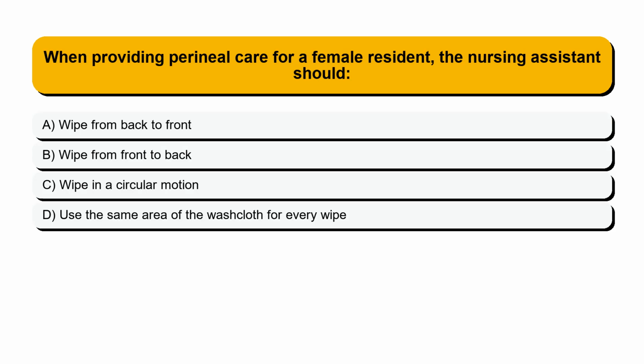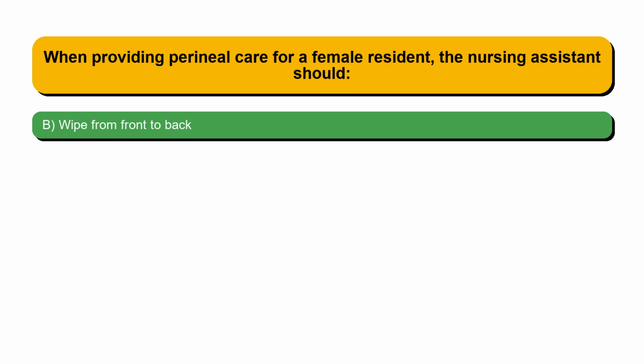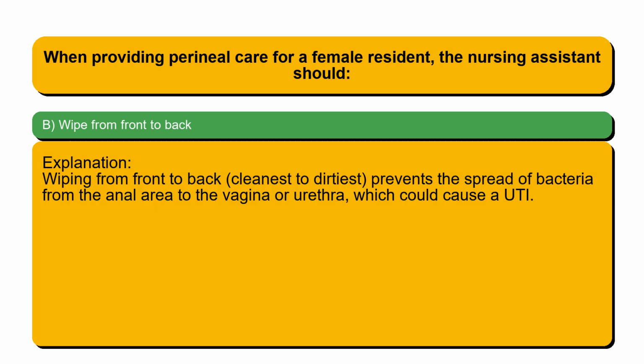Question 67. When providing perineal care for a female resident, the nursing assistant should: Option A. Wipe from back to front. Option B. Wipe from front to back. Option C. Wipe in a circular motion. Option D. Use the same area of the washcloth for every wipe. The correct answer is option B. Wipe from front to back. Wiping from front to back, cleanest to dirtiest, prevents the spread of bacteria from the anal area to the vagina or urethra, which could cause a UTI.